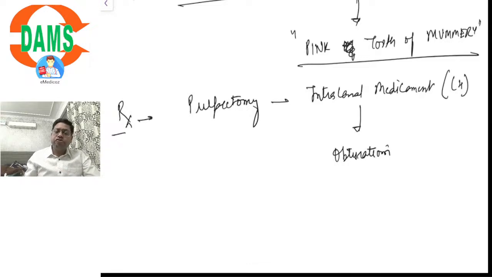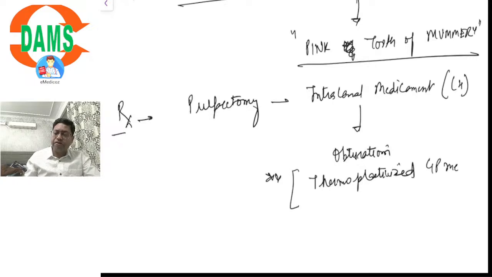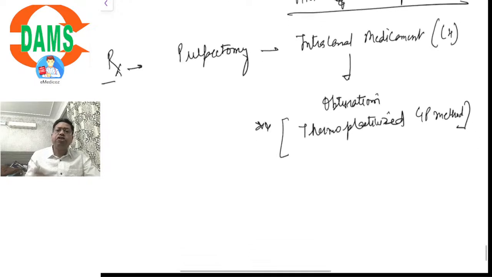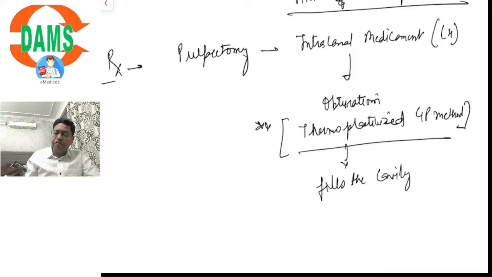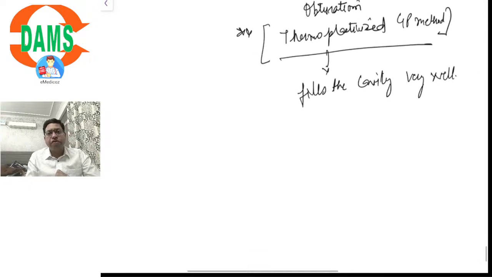This obturation is done with a specific technique of obturation, that is thermoplasticized. Aperture method. We inject liquid gutta percha into the root canal. So the question is asking which method of obturation is preferred for cases of internal root resorption. The answer would be thermoplasticized fluid gutta percha method, because it fills the cavity very well as compared to solid forms of gutta percha cones that we use for obturation.